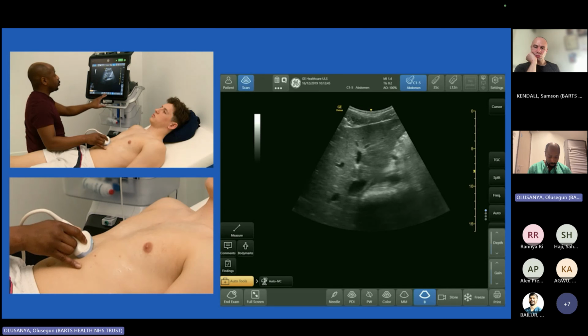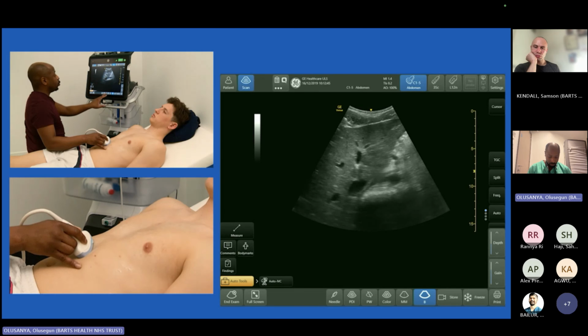Nice continuous hepatopetal flow in the portal vein. So now we're going to put pulse wave Doppler signal on that. Slow deep breath in. Breathe out nice and slowly. Hold your breath for a second. Breathe normal.